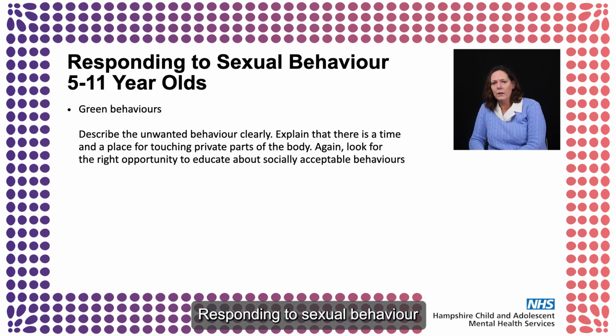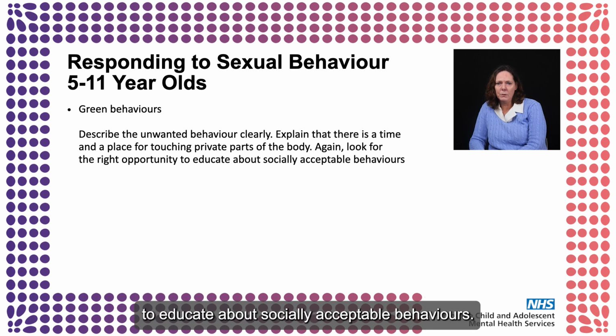Responding to sexual behaviour in children aged 5 to 11. So those behaviours within the green areas. Describe the unwanted behaviour clearly. Explain that there's a time and a place for touching private parts of the body, and again, look for the right opportunity to educate about socially acceptable behaviours.